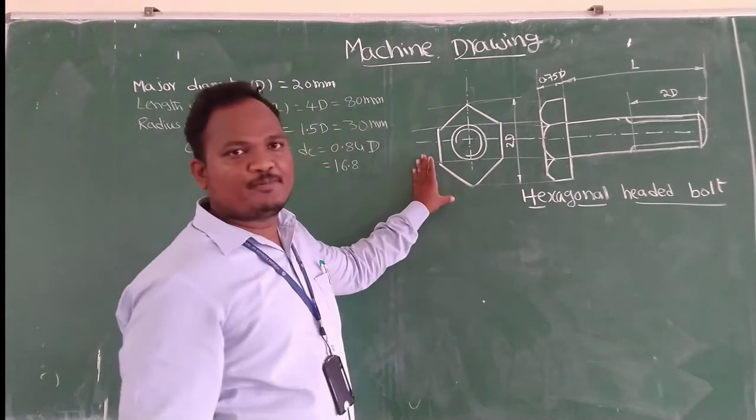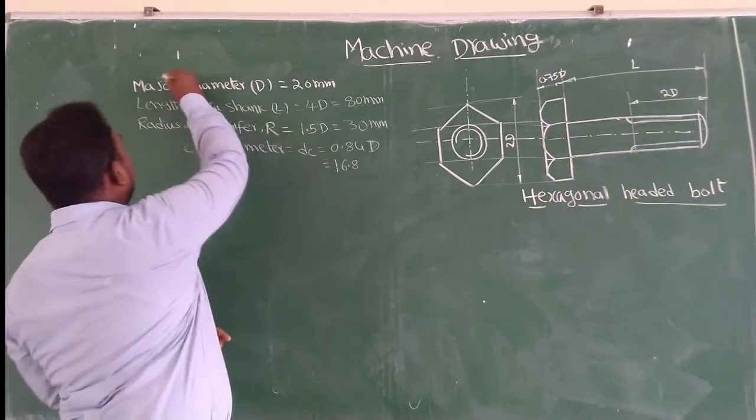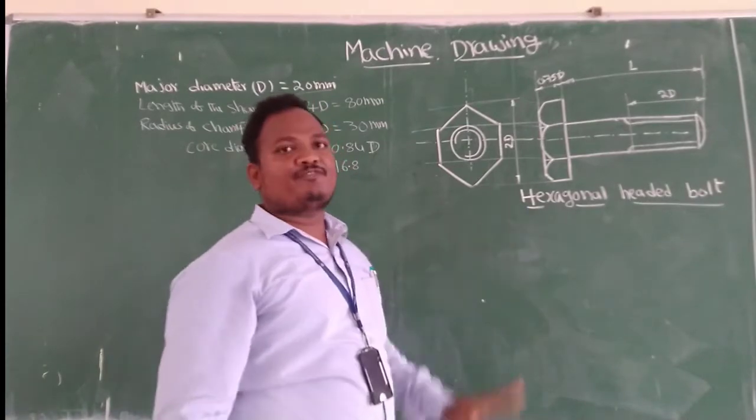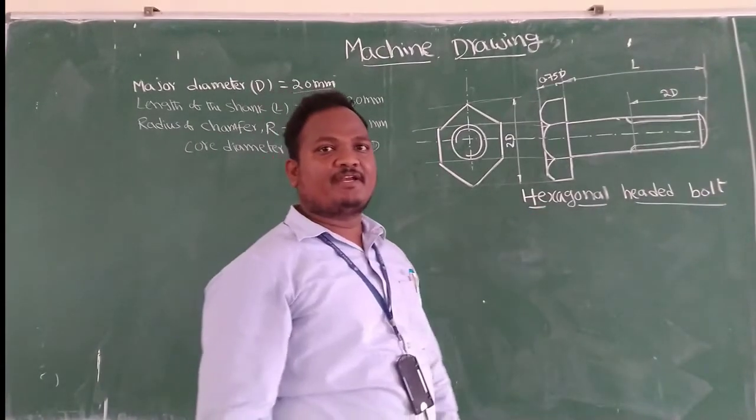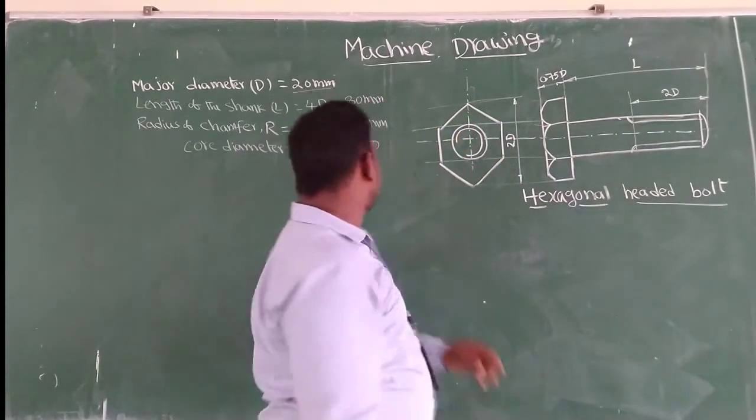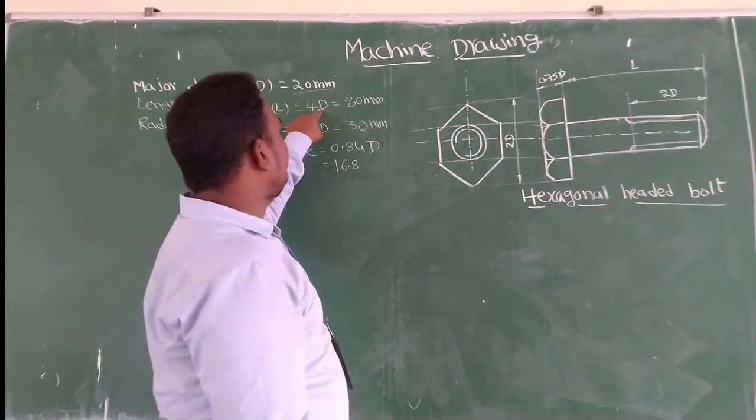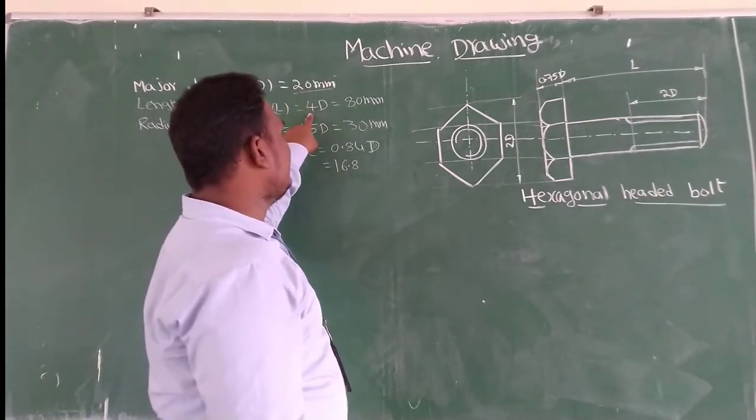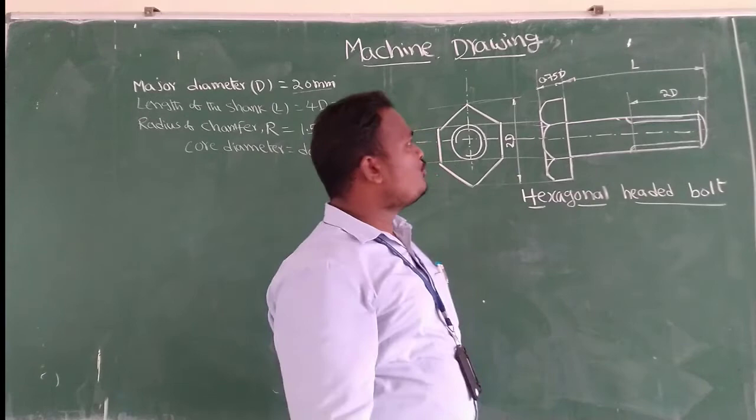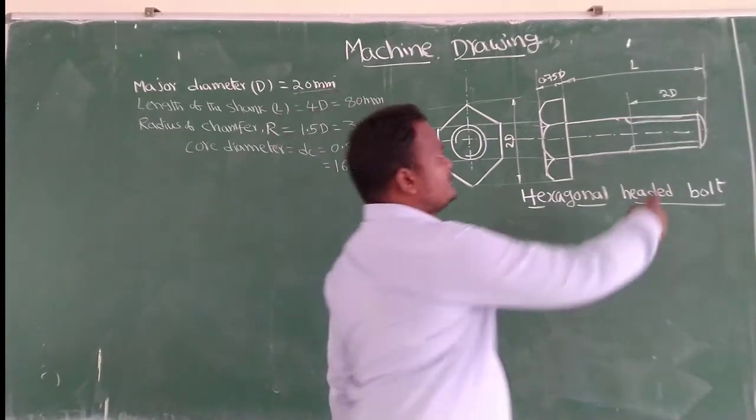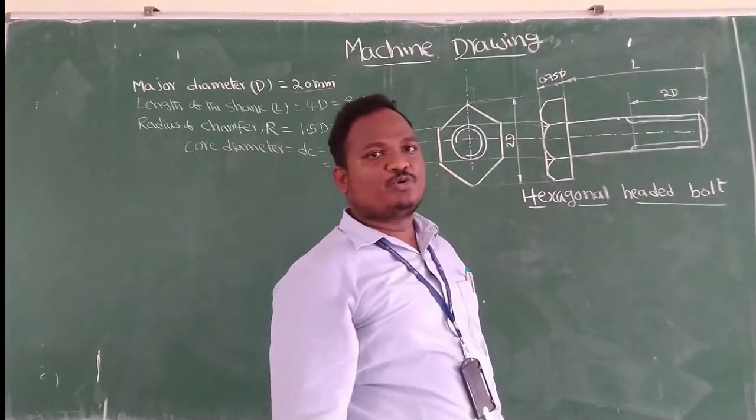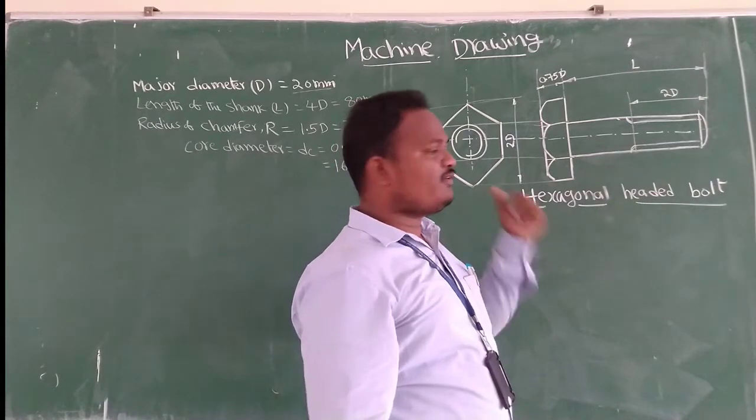So this is the hexagonal headed bolt. I am assuming the major diameter is 20 mm. There are standard formulas to draw the hexagonal headed bolt. L is the length of the shaft. Generally we take L equals 4D. Since D is 20, L comes to 80 mm. The head height is 0.75 into D, and this threaded portion is 2D, that is 2 into 20 mm. Like that we have to calculate.